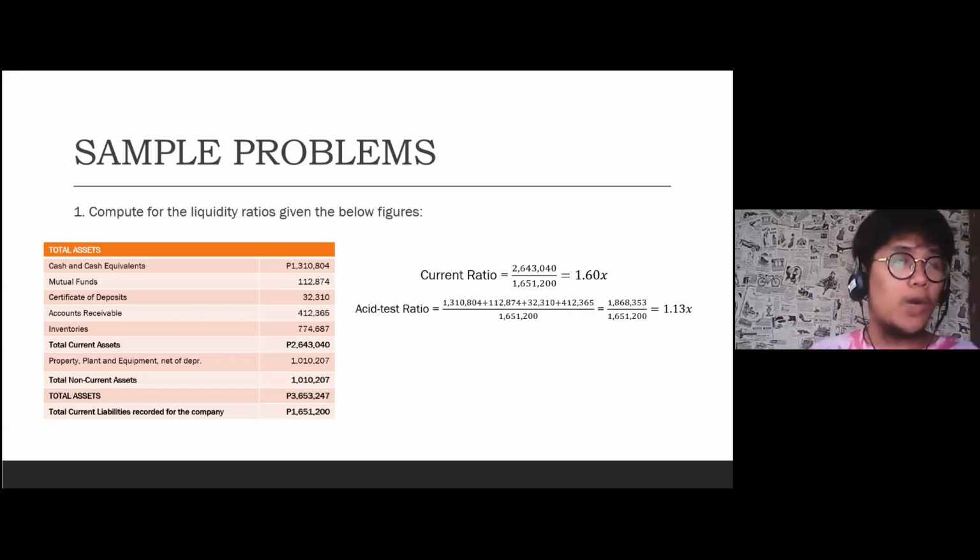If it's equal to 1, then the company has just enough quick assets to cover up the company's current liabilities. And if it's less than 1, the company doesn't have enough quick assets to cover up the company's current liabilities. Now, for the last one, guys, I want you to compute for the cash ratio. Go.